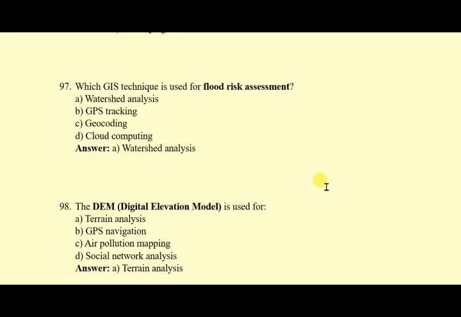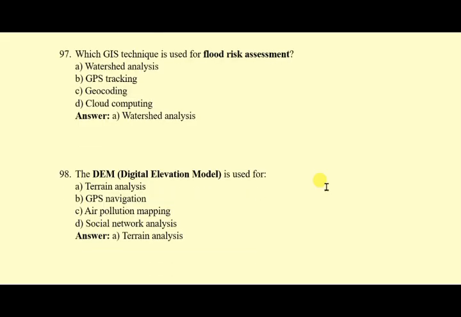Question 97. Which GIS technique is used for flood risk assessment? Watershed analysis, GPS tracking, geocoding, cloud computing. The right answer is watershed analysis.